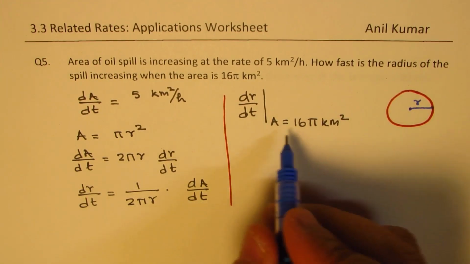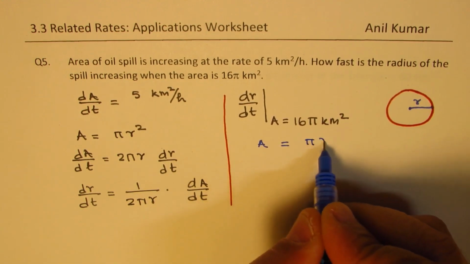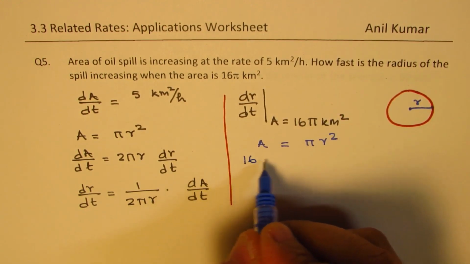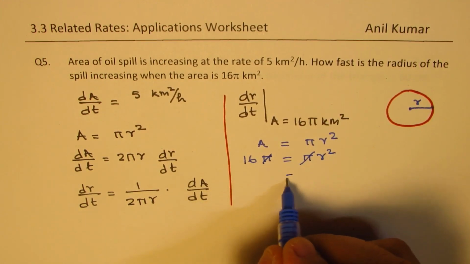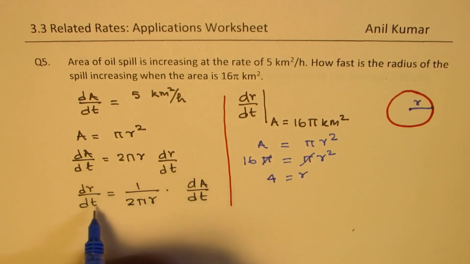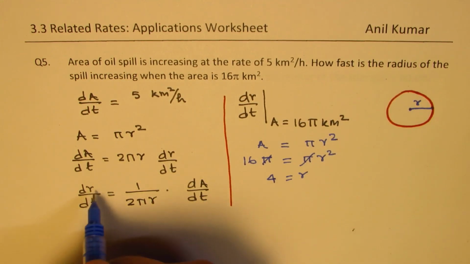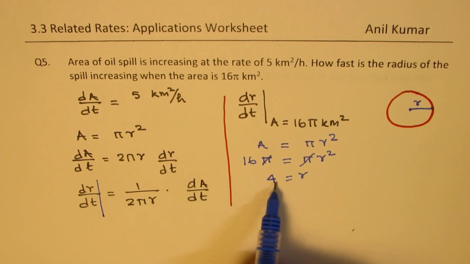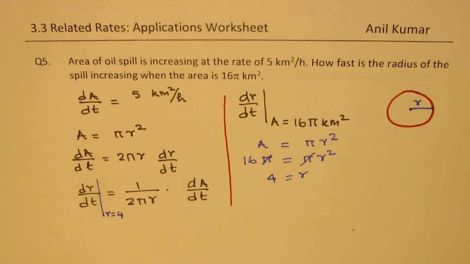So you need to find that. And therefore, we'll do our calculations here now. We say area is equal to pi r square, and we are given 16 pi. So comparing, we get r as equal to 4. Do you see that? So now we know that this rate of change of radius we need to find for r equals to 4. Do you understand? And now it is much simpler. So we can actually substitute 4 here. We know what dA/dt is, and we can calculate.